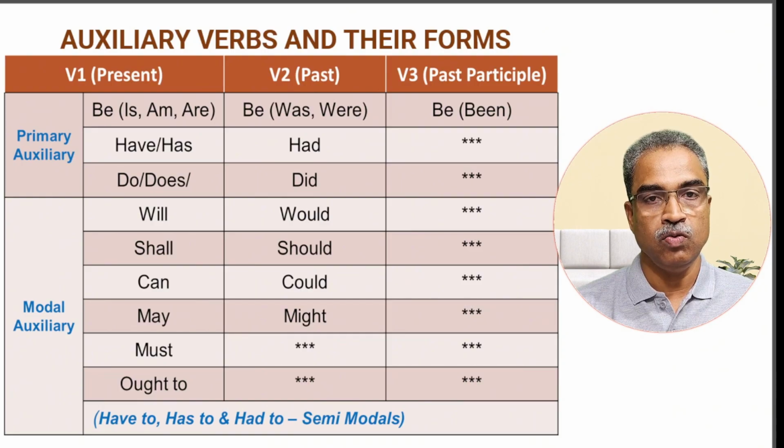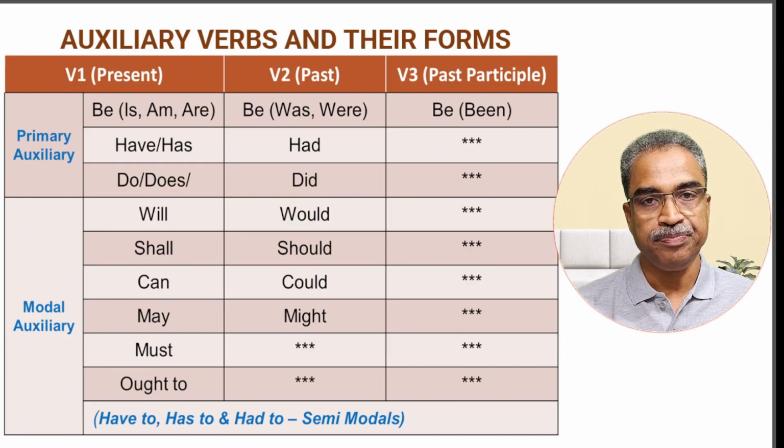Will changes into would, shall into should, can into could, may into might, the V2 form, that is, the past form. Next we have to, has to, had to: I have to go, he had to do it. Now these, have to, has to, had to, are auxiliary verbs that we consider semi-modals.